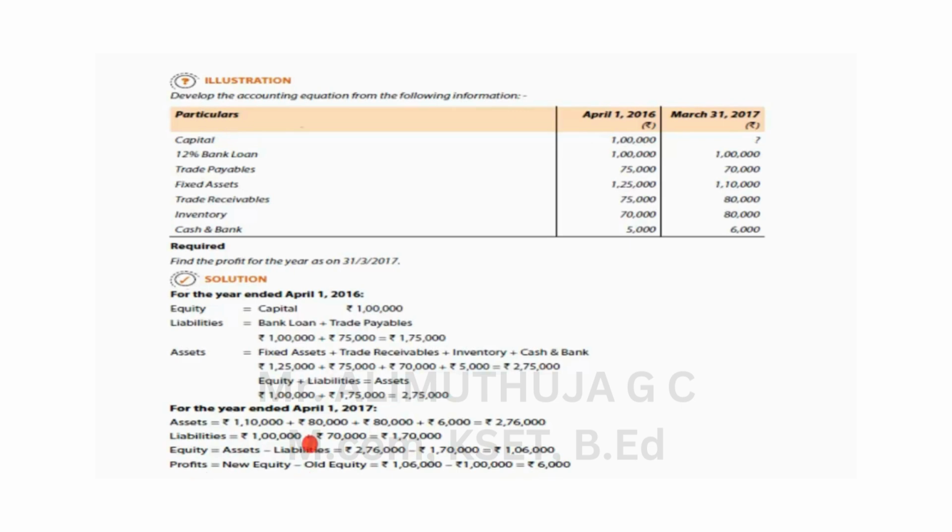If you remember, profit will always be added to capital. So this is how you apply the dual aspect concept, either to find current year capital or previous year capital, or profit or loss, or any asset. You can apply it to find any asset, even any liability. That is the wisdom behind the dual aspect concept or accounting equation concept. So this is regarding the dual aspect concept or accounting equation concept.